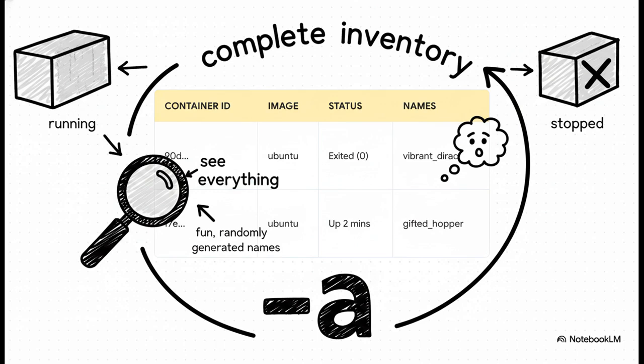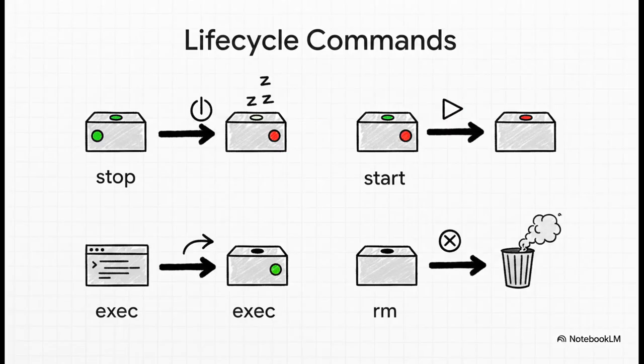Check out the status column. You can see one container is up while the other one has exited. And you also get these fun, randomly generated names like Vibrant Dirac. Pretty cool. So, how do we actually control all this?